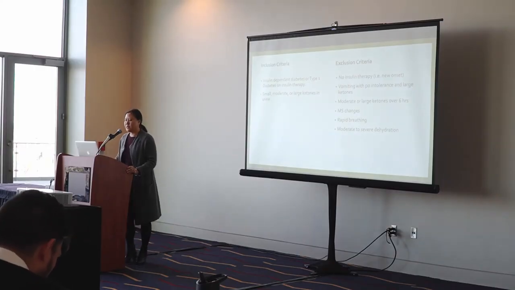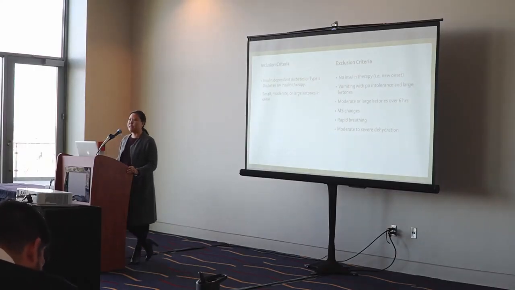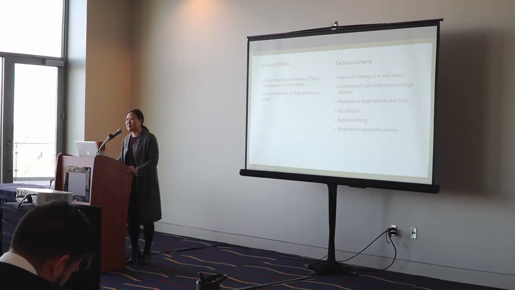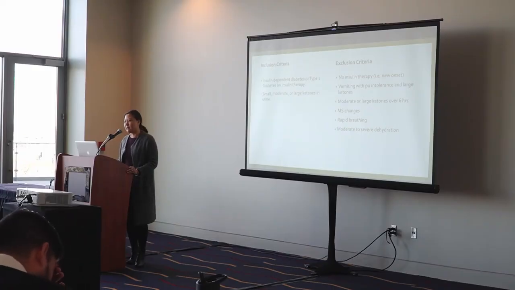So how do you include and exclude kids to follow this pathway? The inclusion criteria to follow the pathway is a patient who is on insulin, a type 1 or a type 2, someone who has small, moderate, or large ketones. The kids you exclude are people who are not on insulin. So if you have a new onset, you check urine ketones, they're not going to be able to follow this at home because they don't know what to do. So those patients automatically get sent to the ER.